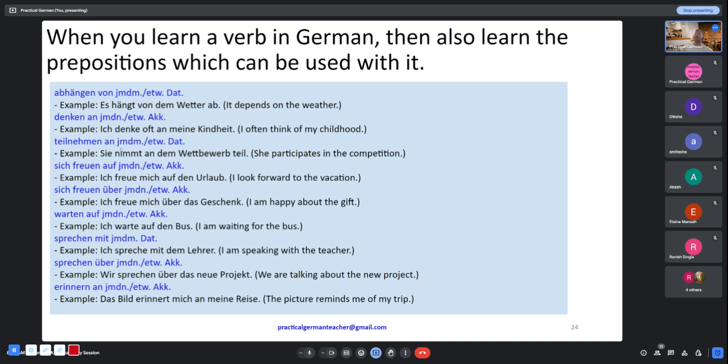Teilnehmen an. So teilnehmen means to participate. Sie nimmt teil. She participates. But participates in what? In a competition. Wettbewerb. An dem Wettbewerb. Dative, so dem.